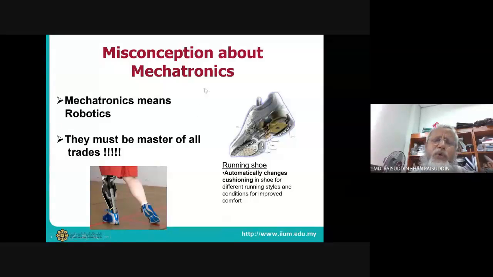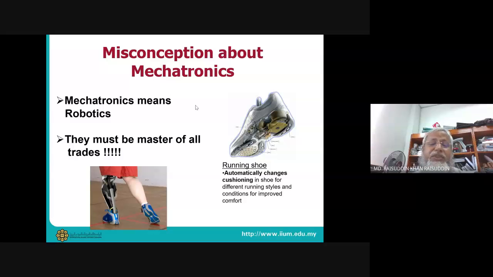Sometimes when we talk about mechatronics, we often believe mechatronics is robotics. Actually, mechatronics is not robotics. Robotics is in mechatronics. Other than robotics, there is a lot of other stuff in mechatronics. The first video I showed you is not a robot. We call it an injection molding machine. But that is mechatronics stuff.